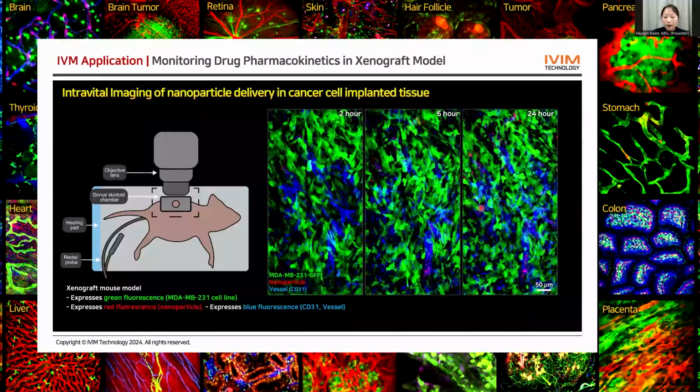But by the 24-hour time point, we could observe that the nanoparticles were exiting the blood vessels and being delivered around the cancerous tissue. So we could get the insight that this drug had a proper delivery system toward breast cancer here.